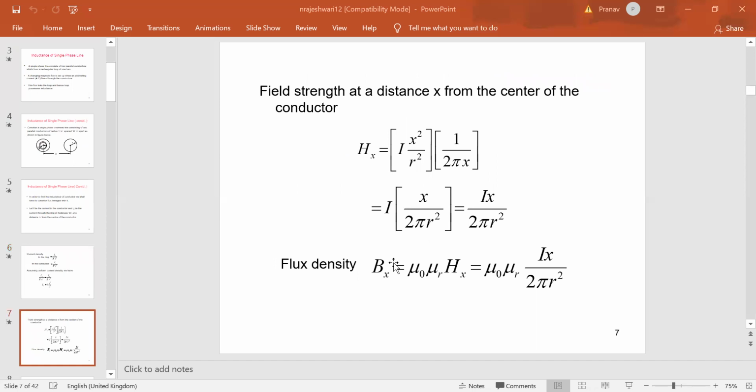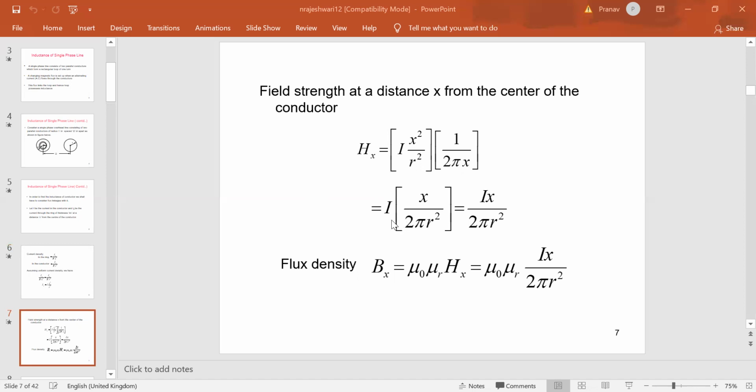Field strength at a distance x from the center of the conductor is given by Hx. Hx is equal to I into x squared by r squared, into 1 by 2 pi x. So this is the field strength at a distance x meters from the center of the conductor.